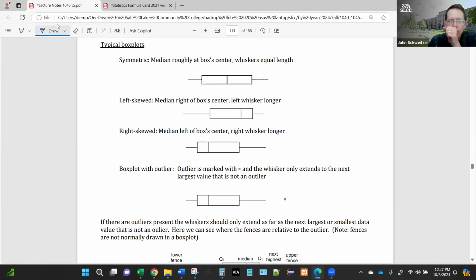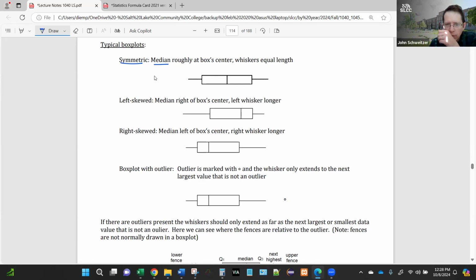So this first one, notice that the median is right in between Q1 and Q3. And the left whisker is basically the same or very close to the length of the right whisker. I think you can imagine that this would be a symmetric distribution, right? If the median is roughly at the center of the box, it's rarely right at the center, but more or less, and the whiskers are of equal length, then it's probably a symmetric distribution.